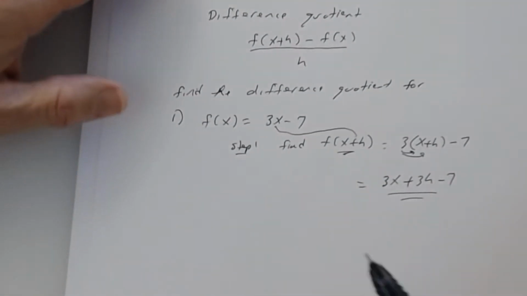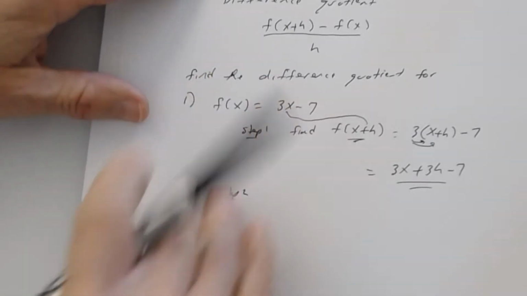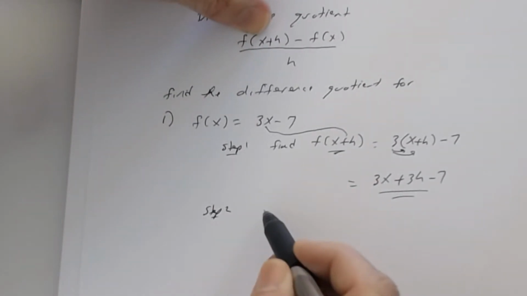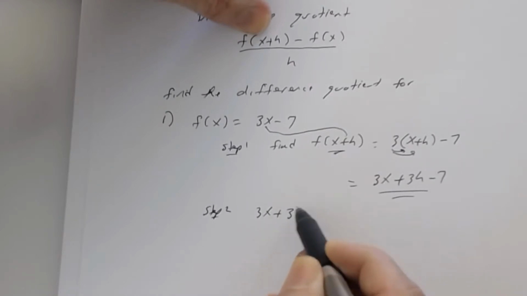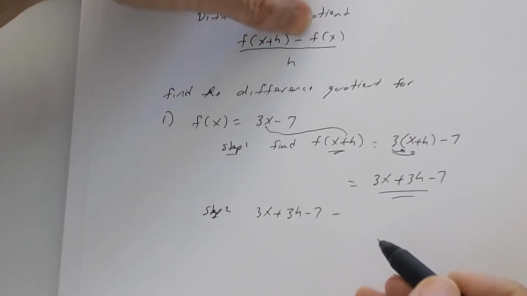All right, so here's the next step. You're going to say step 2. Step 2 is to actually do the numerator now. So step 2 will be, well, I need to write what f of x plus h is. So what is f of x plus h? 3x plus 3h minus 7. Then I'm going to subtract f of x.